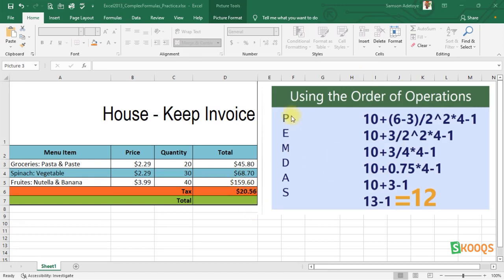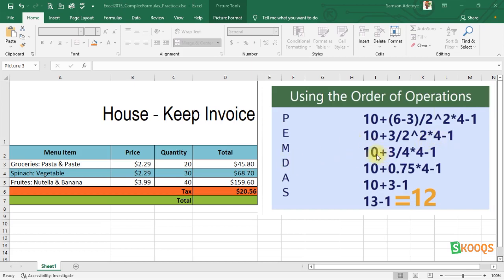In this formula, you can see we have 10 plus 6 minus 3 in brackets divided by 2, then multiply by 4 minus 1. When you do it this way, then you come to exponents. When you solve the parenthesis, you will see that it's 3 that comes out of it. So we have 3 divided by 2 to the power 2, then multiply by 4 minus 1.